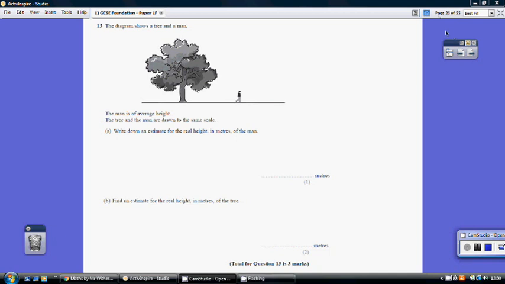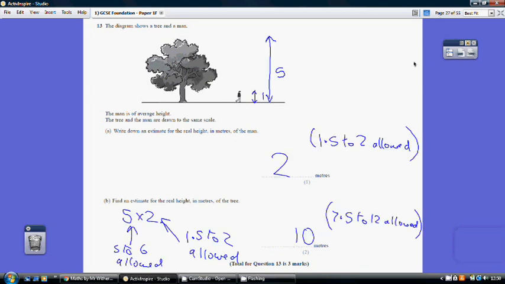Question 13. The man is of average height. Write down an estimate of the real height in meters of the man. So, we've just got to estimate how tall your average man is. He's about 2 meters tall, but anywhere between 1.5 to 2 meters was allowed.